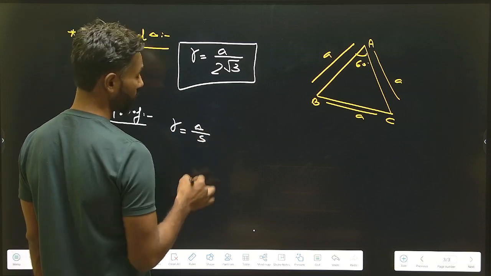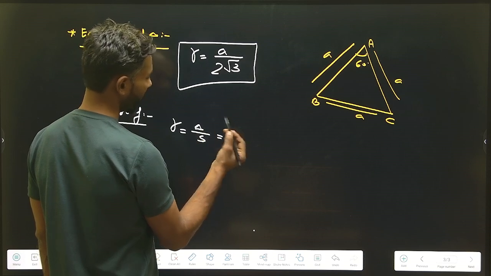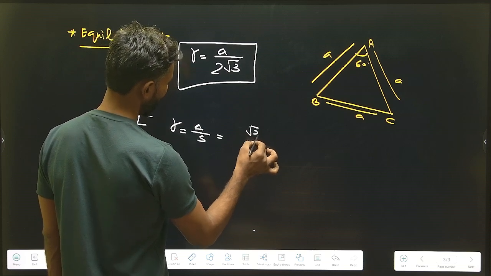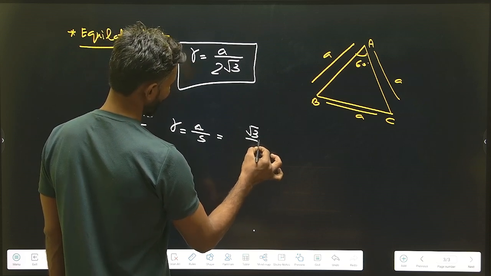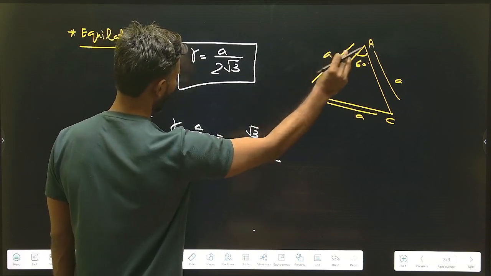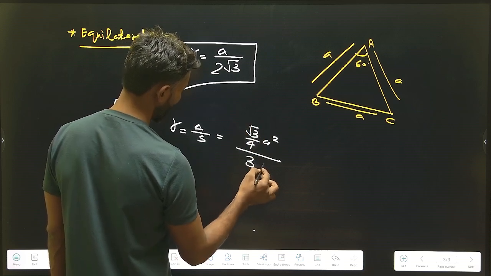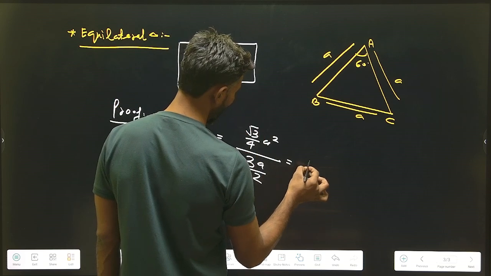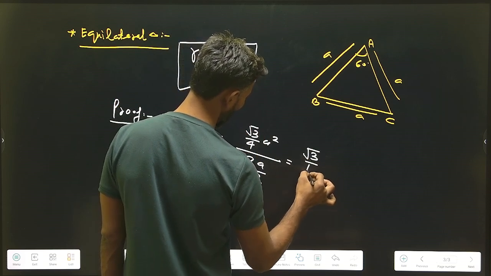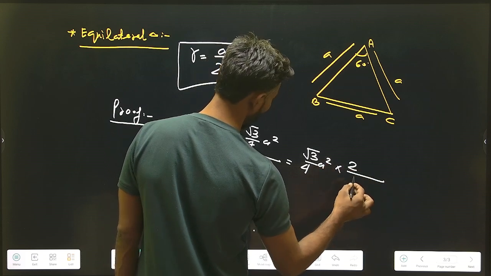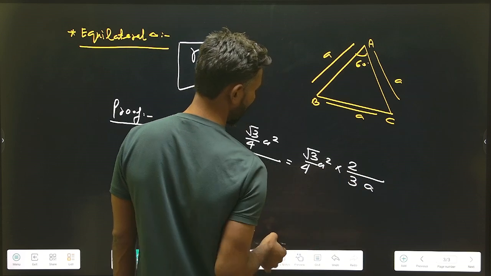Small r will be equal to del upon s, and this is the equilateral triangle. You already know that del will be equal to root 3 by 4 into a square, and s is the sum of all three sides by 2, so this is 3a by 2. If we simplify this, root 3 by 4 a square into 2 upon 3a.